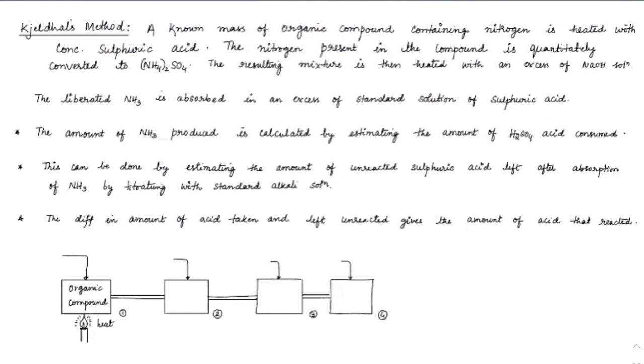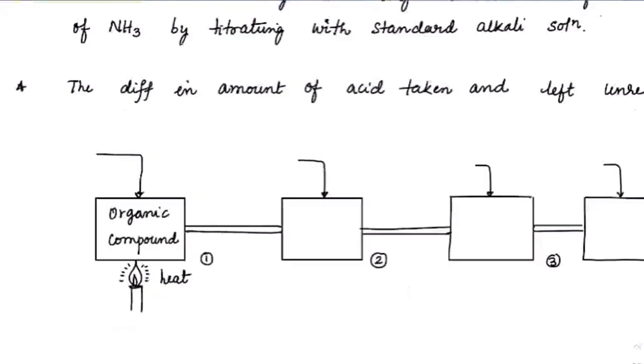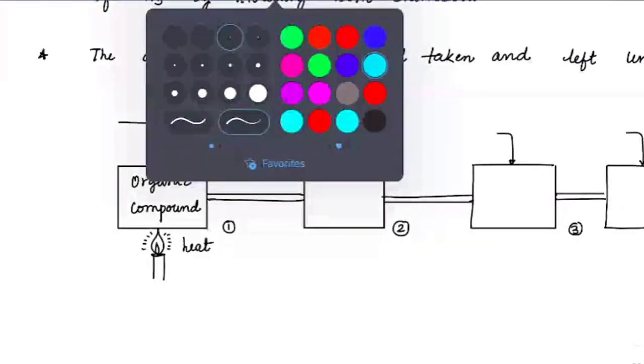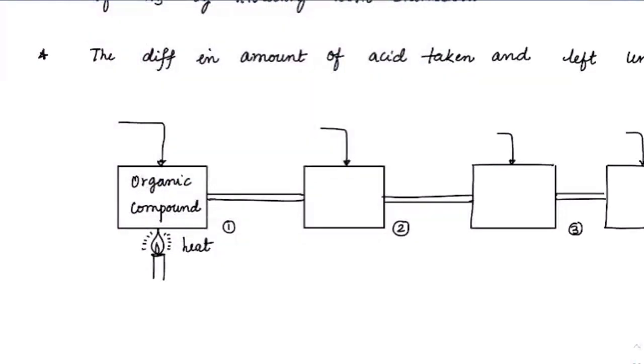Now, a similar type of estimation for nitrogen uses the other method, called Kjeldahl's method. Let us see what this method tells us. In Kjeldahl's method, what we take first is the organic compound, which we react with concentrated H2SO4. We let it stand for a while on heating.